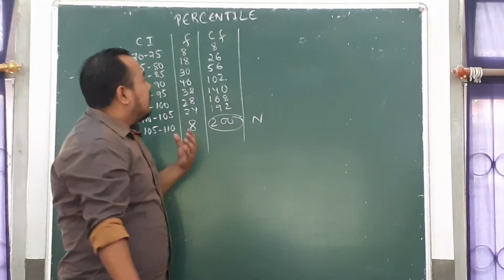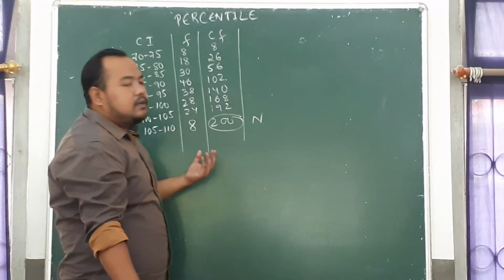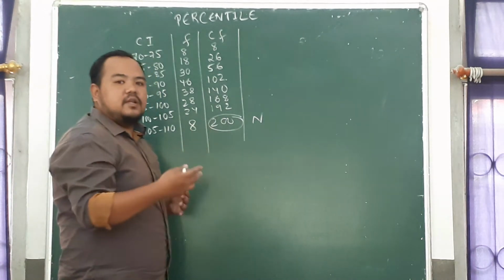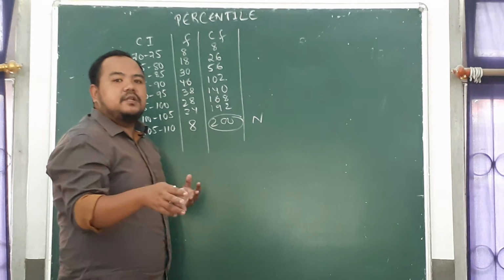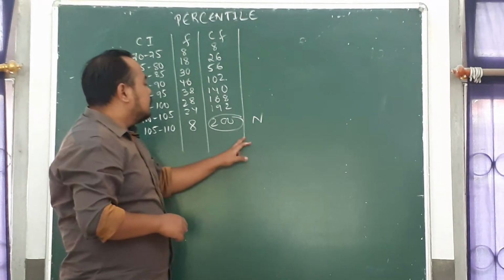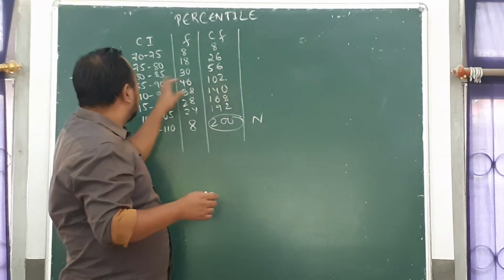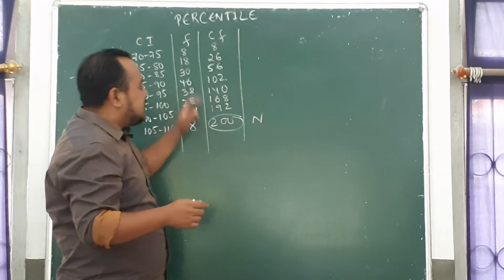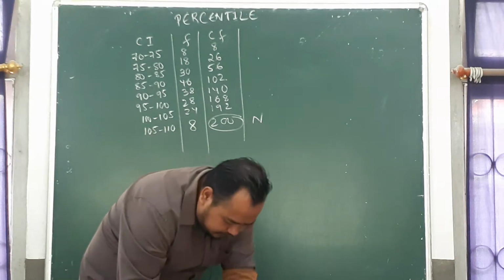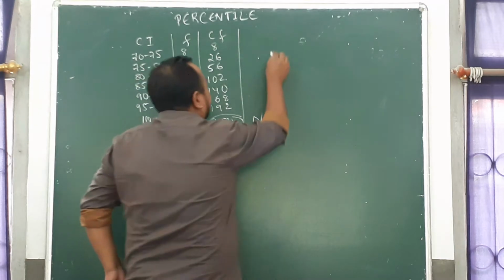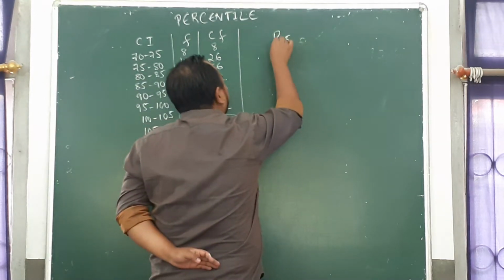Once you get capital N, now we have to calculate the percentile. Sometimes they'll ask you to calculate the decile. The formula is more or less same. If they ask you the median class, n by 2, that is 200 divided by 2, is how much? 100. So 100 lies between this, so the median lies here between 85 to 90. So let's see what they have asked you to find. The percentile P25. So P25 you have to find.